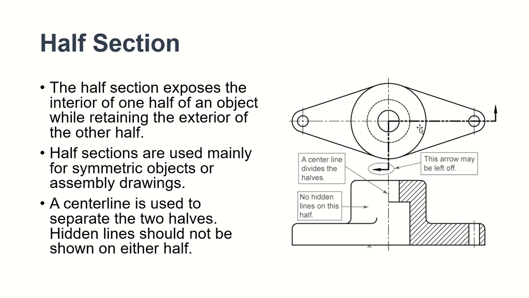They're symmetric. This is the same as that, and that's the same as this. So therefore, we're going to save our time and draw only one. The center line here divides the half. We're going to omit the hidden lines, and there are no hidden lines on this half. We'll draw only this side. We will be keeping that side, and we'll be keeping that side, and we will toss this out.